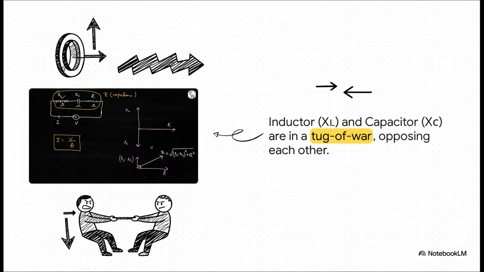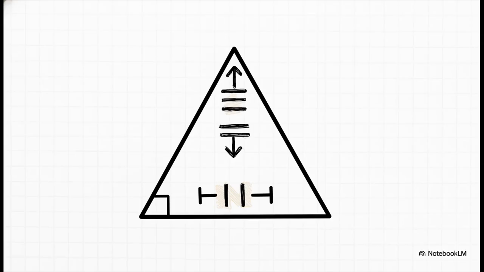The opposition from the inductor and capacitor, we call that reactance. They're pulling up and down on that vertical axis. Meanwhile, the good old resistor is just pulling sideways on the horizontal. And this leads to a really cool insight. We actually calculate the total impedance using, wait for it, the Pythagorean theorem.